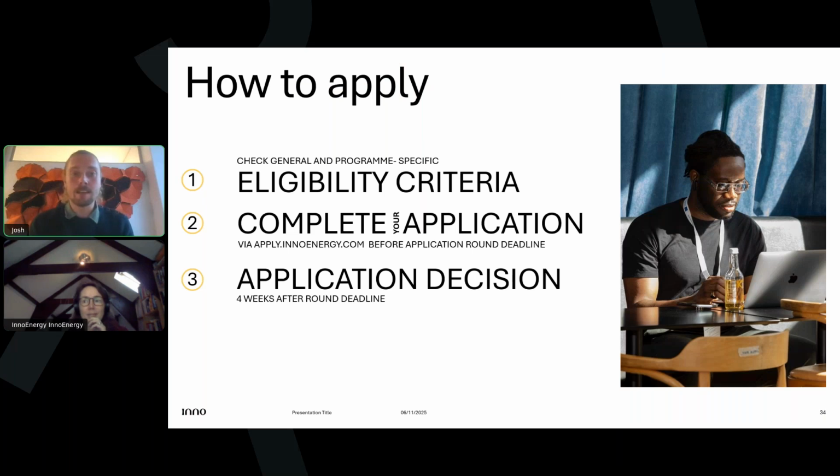My name is Josh Compton, and I'm an admissions officer for InnoEnergy Masters Plus, and I just thought that I would go through a couple of slides with some very basic, ground-laying information about how to apply and the application process. So if you've got any questions, just pop them in the chat box, and then we can take them at the end of my very short session. Thank you. If we can go on to the next slide, please.